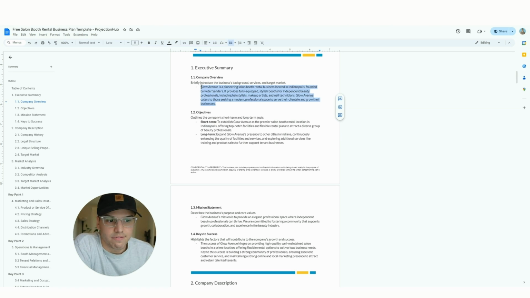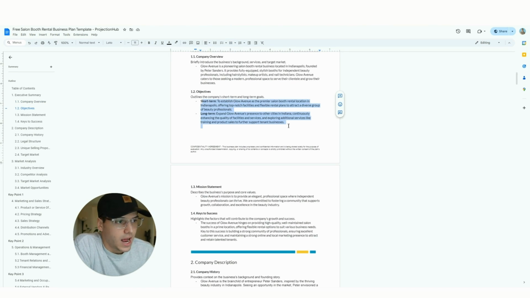This initially should just be like your founder story. Talk about the ownership and what the business is doing. The objectives, I would make sure if you're going to include objectives to put some measurable achievements in there. For example, this just says to establish Glow Avenue as the premier salon booth rental location in Minneapolis. I'd be a little bit more specific with that and say something like, we want to be profitable by the end of the 2nd year, or we want to have 20 booth rents by the end of whatever year. So make it an achievable goal that means something.